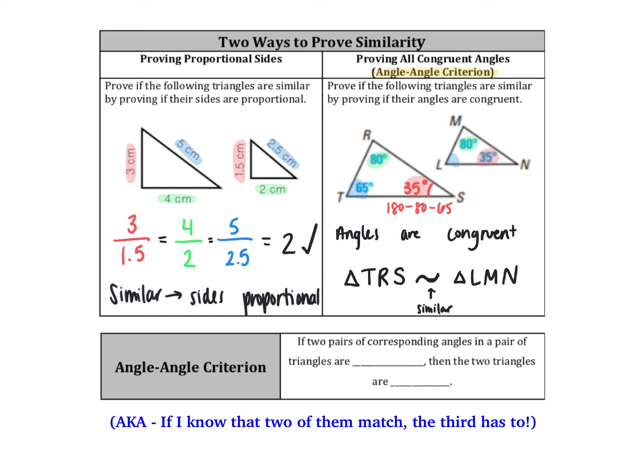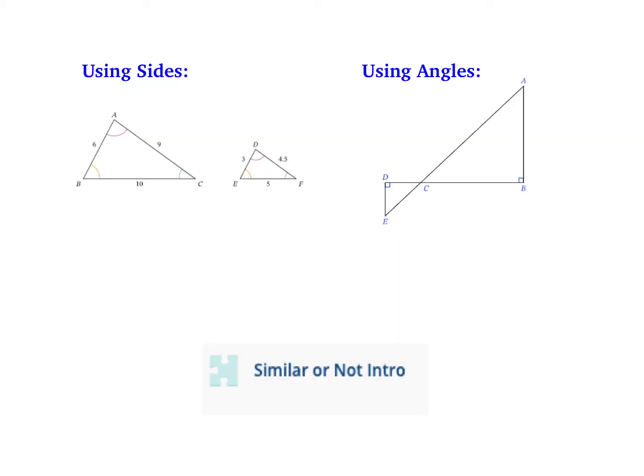So again, that fancy angle-angle criterion, what it's really saying is as soon as two pairs of corresponding angles are congruent, then the triangles are automatically similar because we know that third pair would also have to be the same. So let's do one quick example of each.